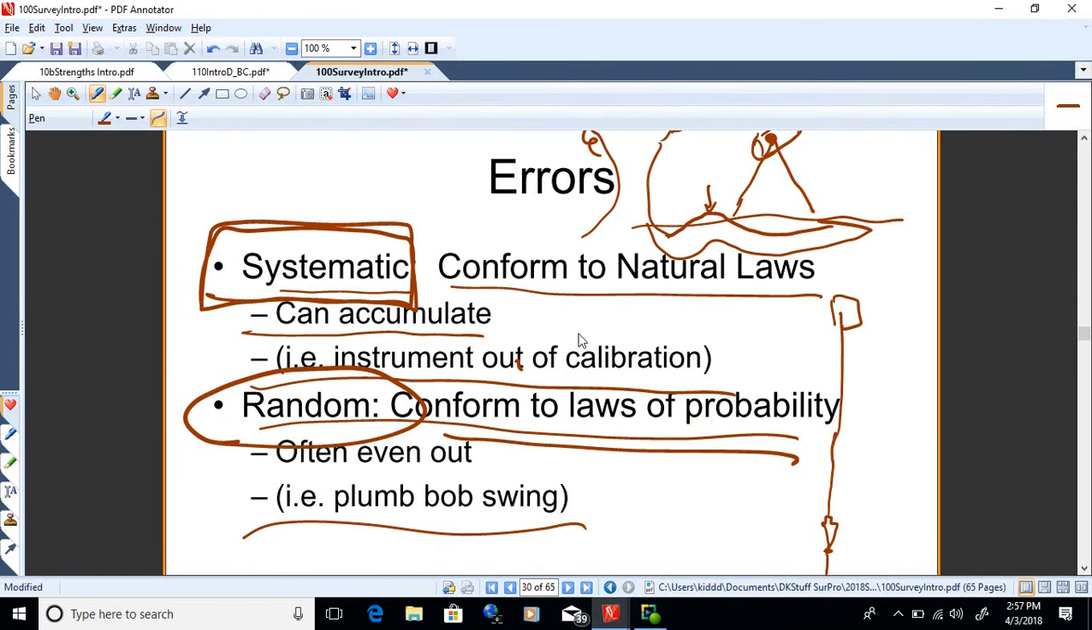So if you're a surveyor, you depend on probability to make that one go away. If you use proper technique, that'll cancel out. Here's the one you worry about, systematic error. That's not good, because it adds up.